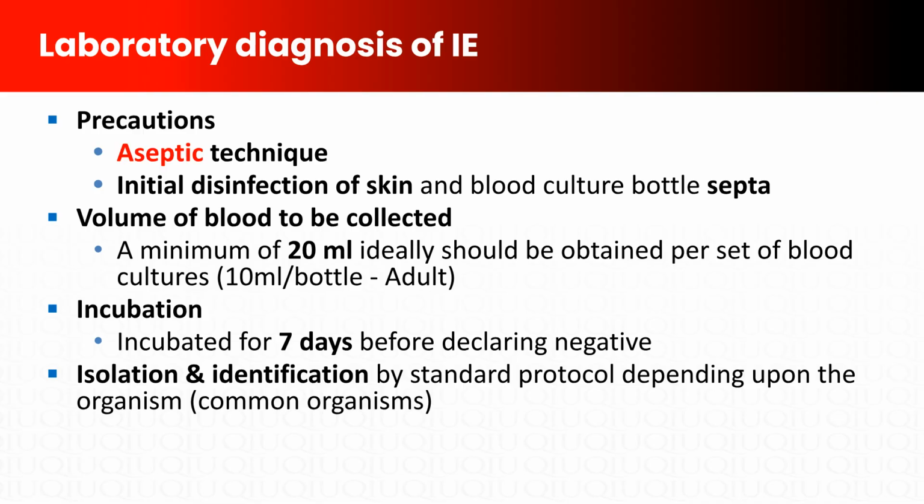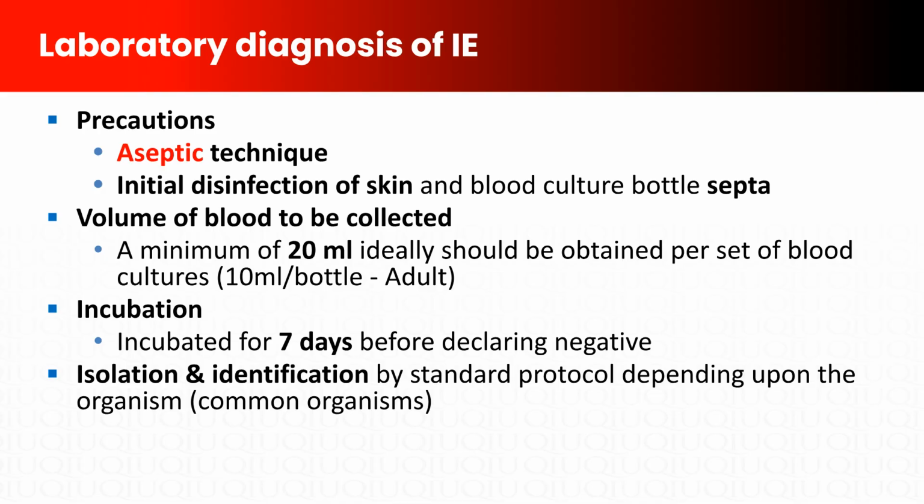Let's review the key points. Precautions include strict aseptic technique. Disinfect the skin thoroughly at the venipuncture site using alcohol followed by iodine or chlorhexidine, allowing it to dry completely. Also disinfect the blood culture bottle septa before inoculation. These steps prevent contamination from skin flora. Volume matters significantly. A minimum of 20 milliliters should be obtained per set for adults. That's 10 milliliters per bottle, since each set has an aerobic and anaerobic bottle. More blood means more organisms captured and higher sensitivity.